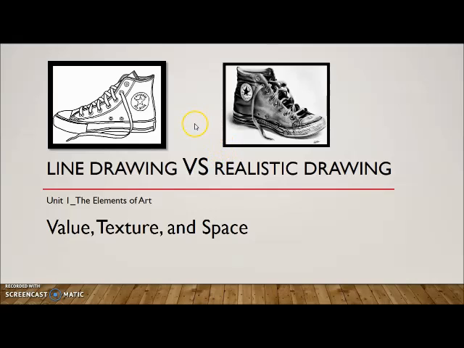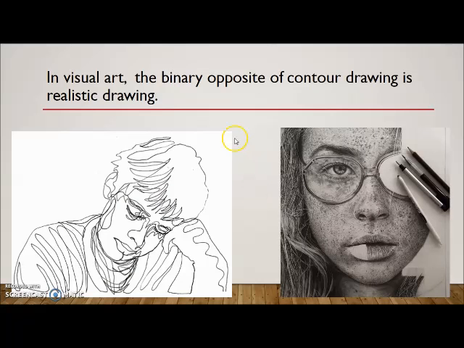Now let's talk about the differences, because this picture is an example of a picture that is drawn using value versus this picture, which is a line drawing. And this will help us to understand the concept of value. In visual art, the binary opposite of a contour drawing, which is this example here, is a realistic drawing, which is this example here.